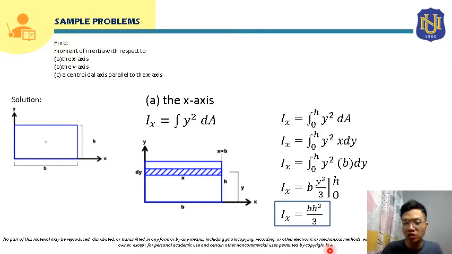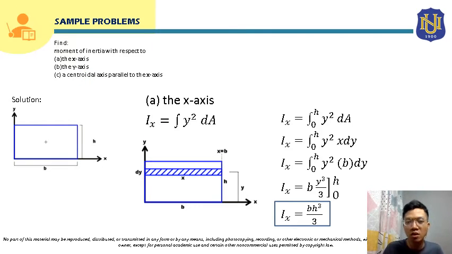You will actually see this in our table for the moment of inertia of some common geometric shapes. If we measure the moment of inertia of a rectangle wherein the x-axis is at its base, its moment of inertia about that axis is automatically b h cubed over 3. Okay, so let's proceed now to letter b.